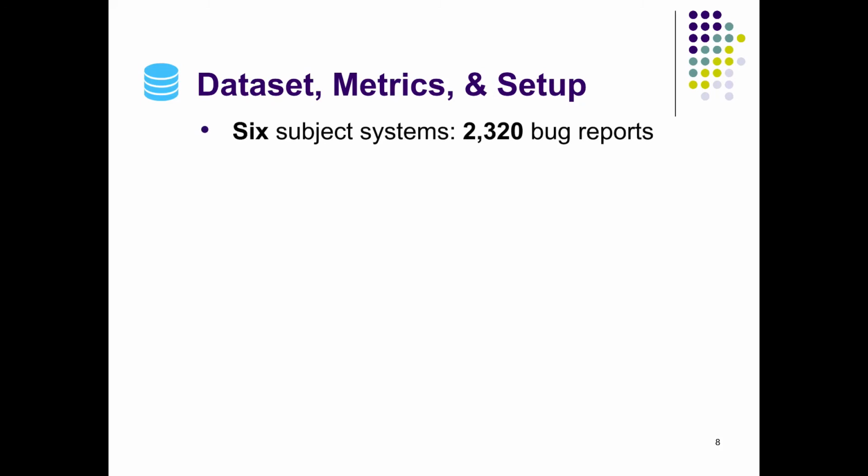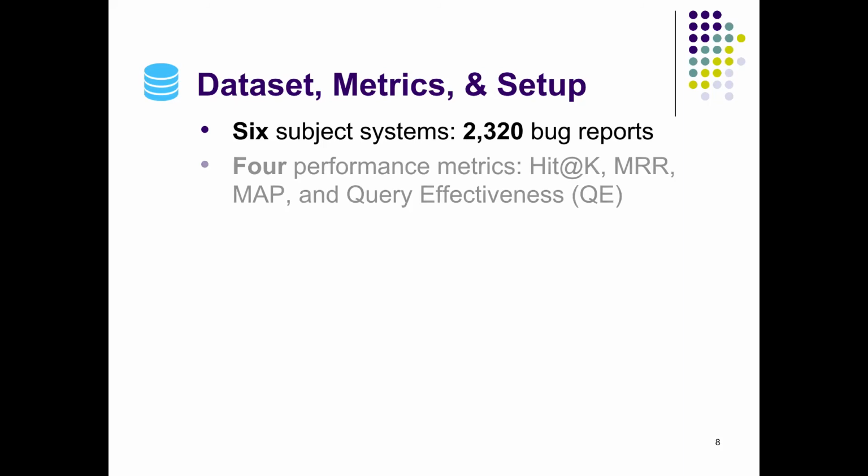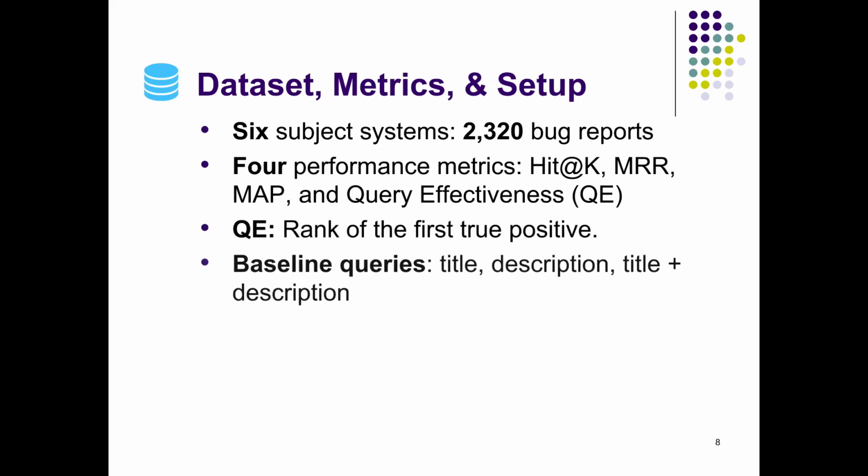So we selected 6 subject systems, and we collected more than 2,000 bug reports from those 6 subject systems. We also used 4 performance metrics: hit at K, mean reciprocal rank, mean average precision, as well as query effectiveness. And you might also hear the term baseline queries in the coming slides.